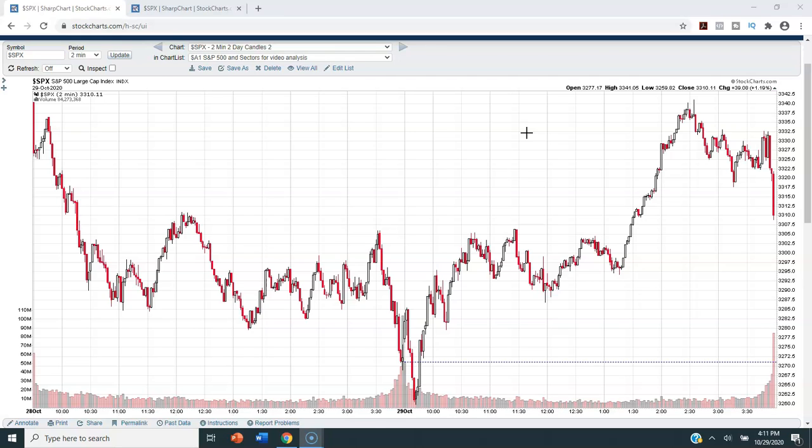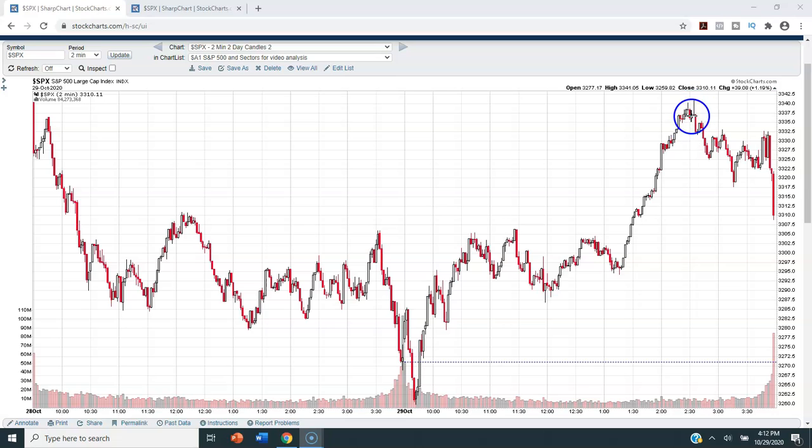And the interesting thing about this chart, I think, is that today's price action was almost a mirror image of yesterday. So yesterday, of course, we sold off and closed near the lows of the day. And then today we had a little bit of selling during the first 15 minutes or so. And then we kind of rallied for most of the day.